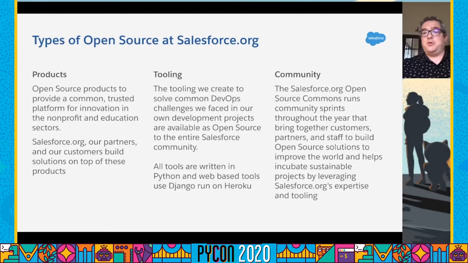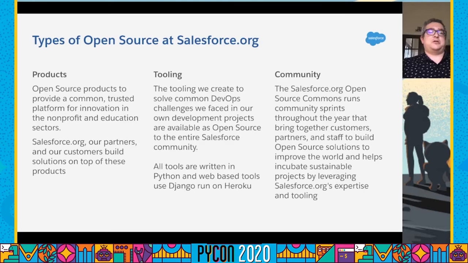And the newest way that we've done that is the Salesforce.org Open Source Commons, where we host community sprints throughout the year to bring together customers, partners, and staff to build open source solutions focused on making the world a better place and making life easier for nonprofit and education organizations to fulfill their missions. The Salesforce.org Open Source Commons also helps incubate sustainable open source projects by leveraging Salesforce.org's expertise, access, and tooling to benefit those projects. We'll talk about each of these in a little bit more detail.